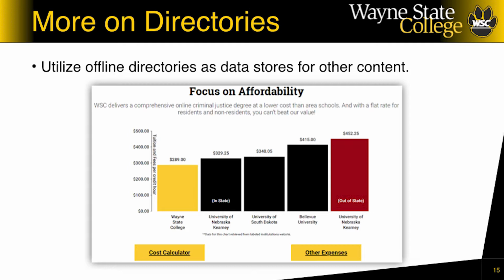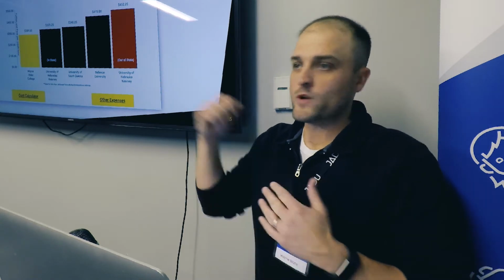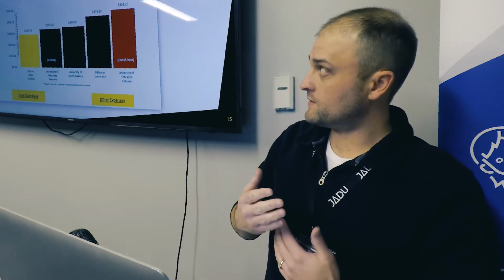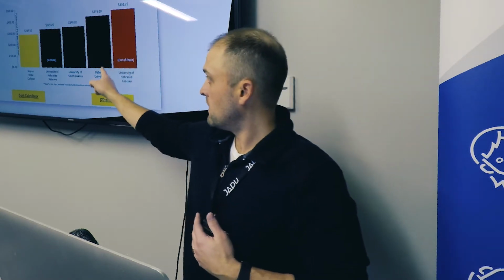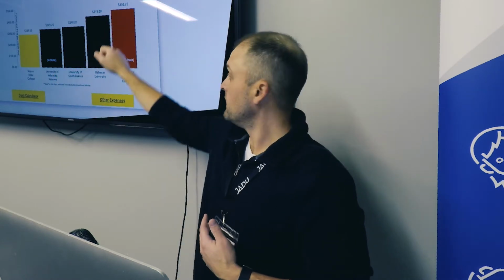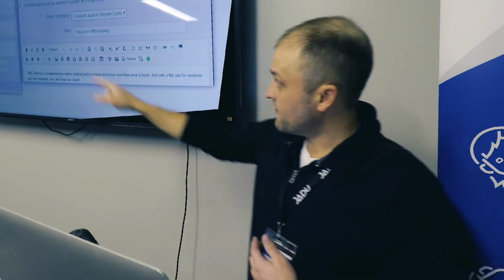Our marketing department has these kinds of bar graphs in our print publications that we send out to high schools, and we use them to compare our cost to the rest of the costs in the state for collegiate education, right? They wanted to be able to do this on our website without having to recreate a new image every time the numbers changed. So I took the idea of saving each one of these bars as a directory record. The value of 452.25 is in the University of Nebraska-Kearney out-of-state record in our bar charts directory. You can see that there.